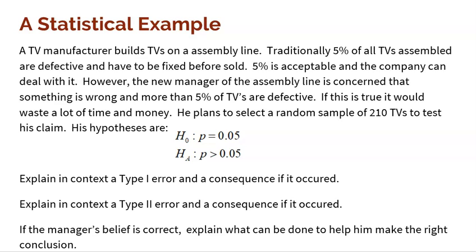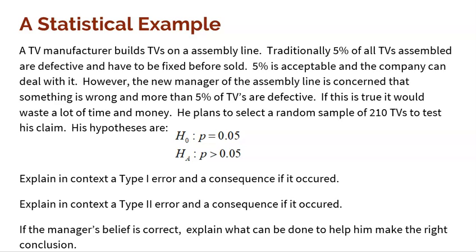However, the new manager of the assembly line is concerned that something is wrong and that more than 5% of TVs are defective. Now, if this is true, it would waste a lot of time and money because we would have to fix a lot more TVs, and that would not be very good for the company. So he plans to select a random sample of 210 TVs to test his claim. So his null would be that, no, everything is totally fine.